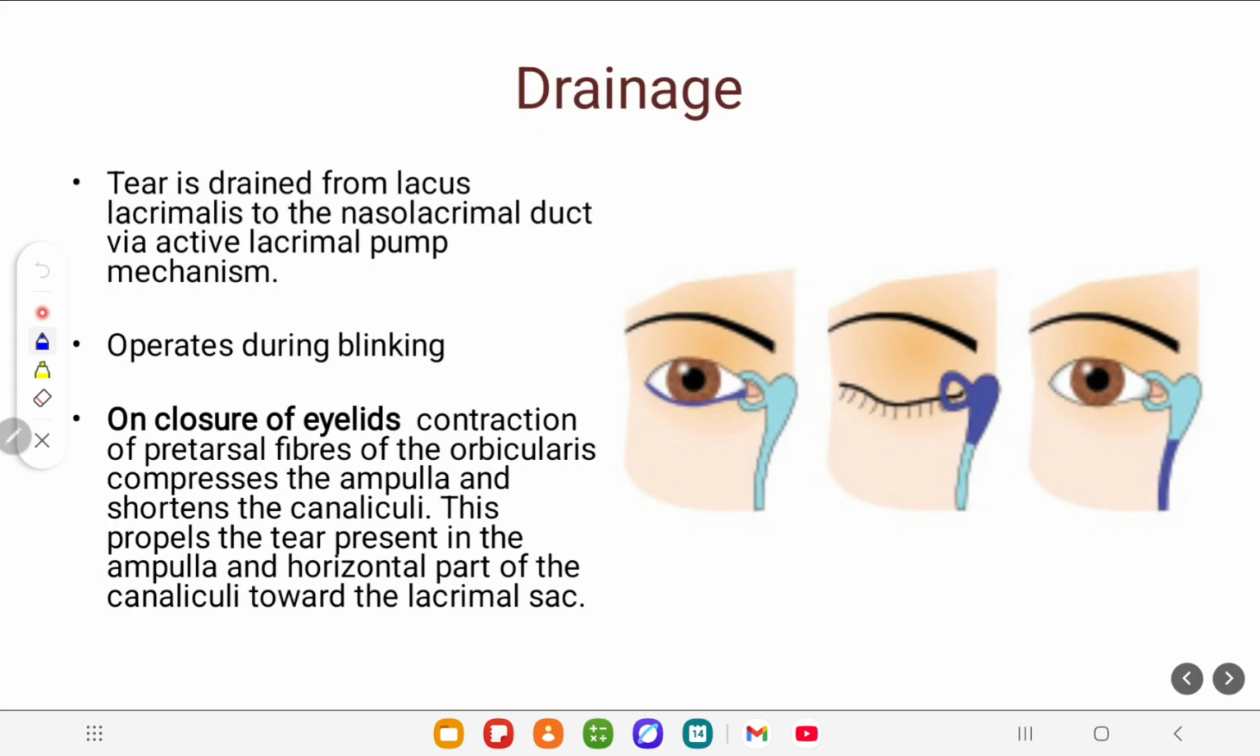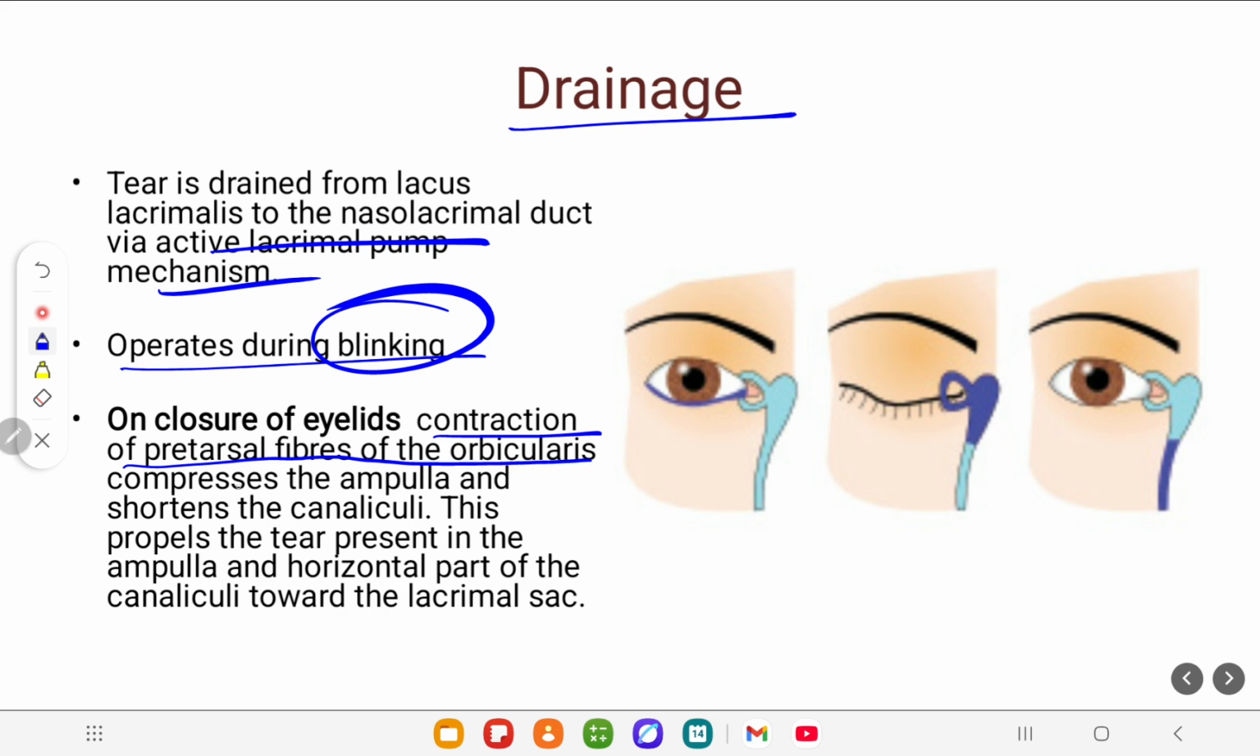So drainage: tear is drained from the lacus lacrimalis into the nasolacrimal duct by the active pump mechanism. What is the active pump mechanism? Very simple. It operates during blinking. On closure of the eyelid, contraction of the pretarsal fibers of the orbicularis compresses the ampulla and shortens the canaliculi. This propels the tear present in the ampulla and horizontal part of the canaliculi towards the lacrimal sac.